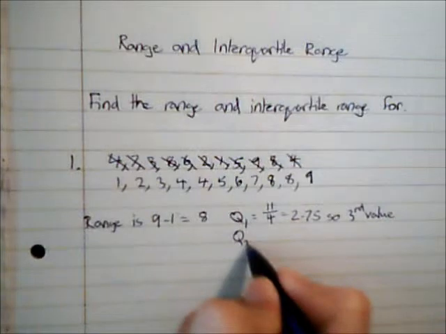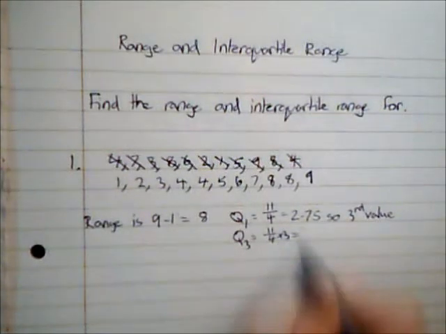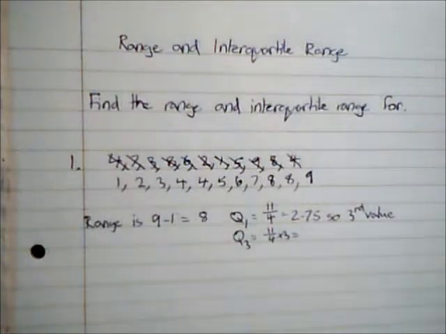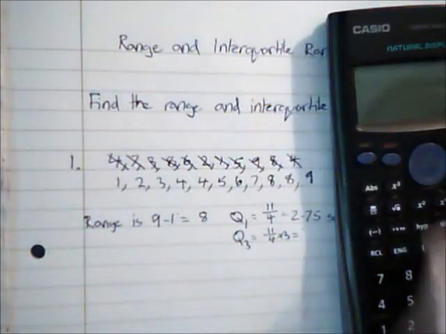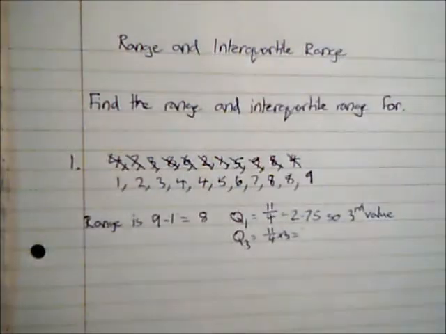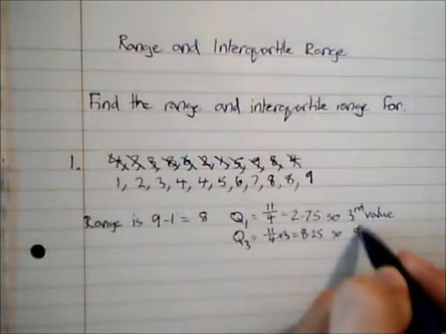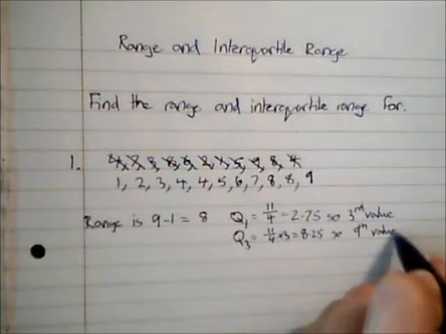I'm going to repeat this process for Q3, but this time I want to know what's 3/4 of the way through. So I'm just going to take that 2.75, multiply it by 3, so it gives me 8.25, and again I round up, so this indicates it's the 9th value that I want.